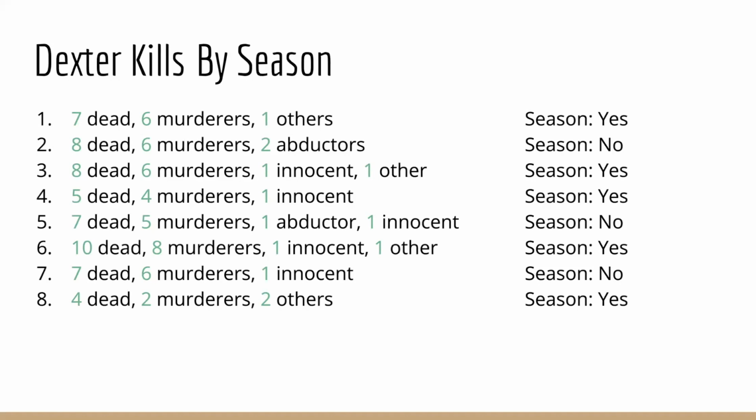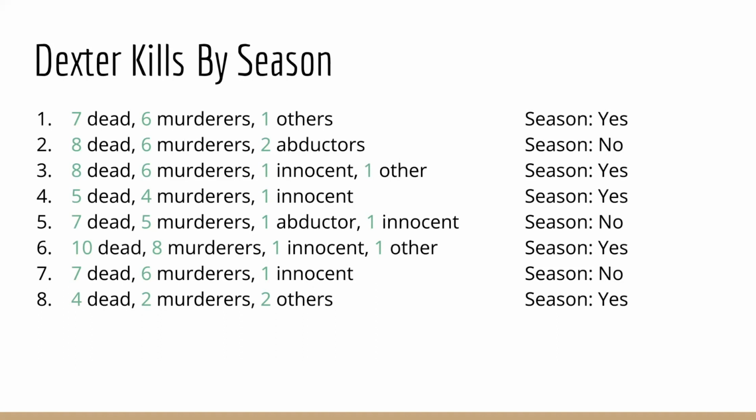So in season 1, he killed 7, 6 murderers and 1 other, and he did kill the season killer. Season 2, killed 8, 6 murderers and 2 abductors. Season 3, he killed 8, 6 murderers, 1 innocent and 1 other, and he did kill the Skinner. In season 4, there were only 5 dead, with 4 murders and 1 innocent, and he did kill Trinity.